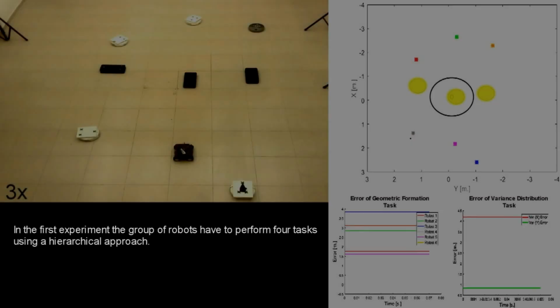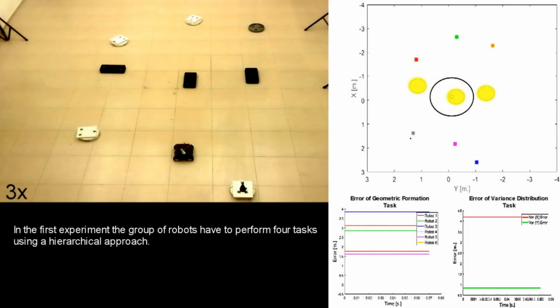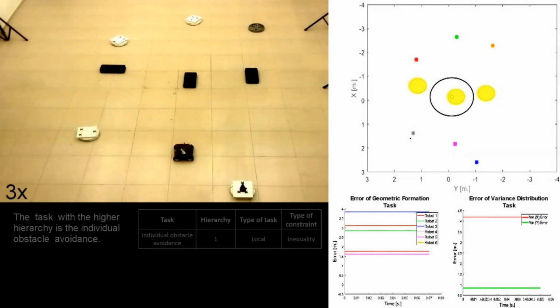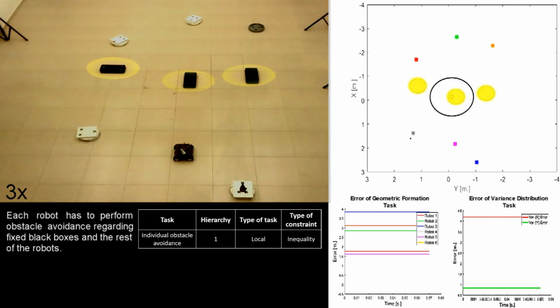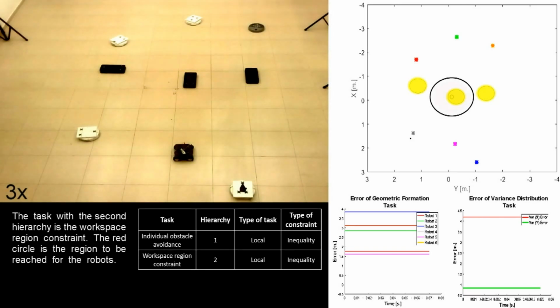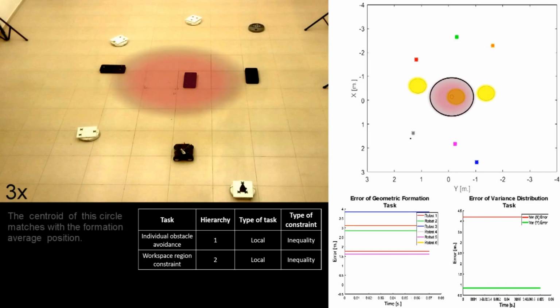In the first experiment, the group of robots have to perform 4 tasks using a hierarchical approach. The task with the higher hierarchy is the individual obstacle avoidance. Each robot has to perform obstacle avoidance regarding black fixed boxes and the rest of the robots. The task with the second hierarchy is the workspace region constraint. The red circle is the region to be reached by the robots.